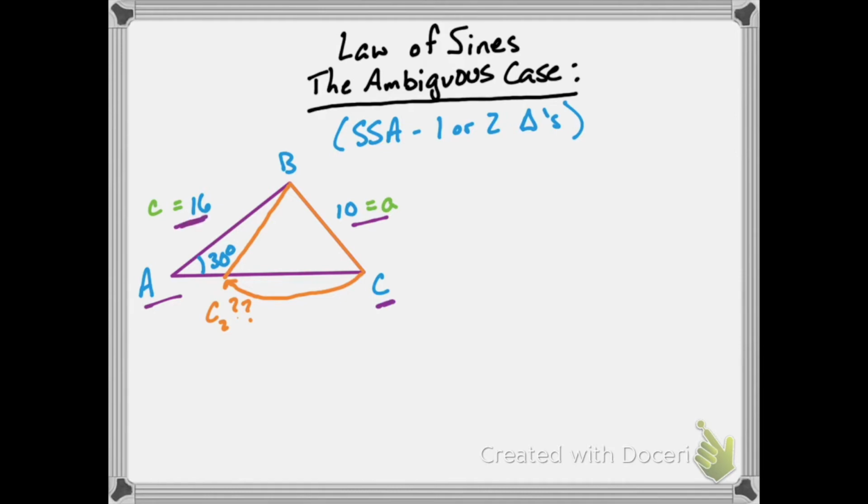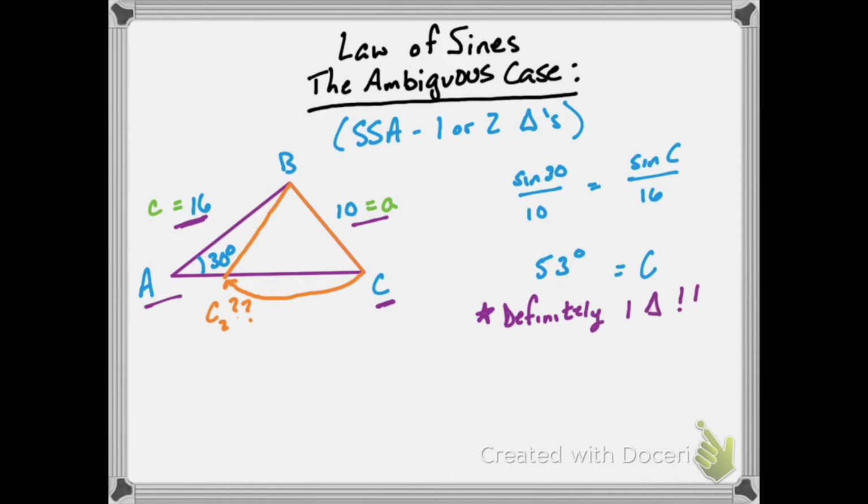Since we know angle A, side A, and side C, we can use the law of sines to calculate what angle C should be. Using your calculator, you can come up with C is going to equal 53 degrees. This is the angle C that's in our picture right here. That means we definitely have one triangle. The question now is, does a second triangle actually exist?